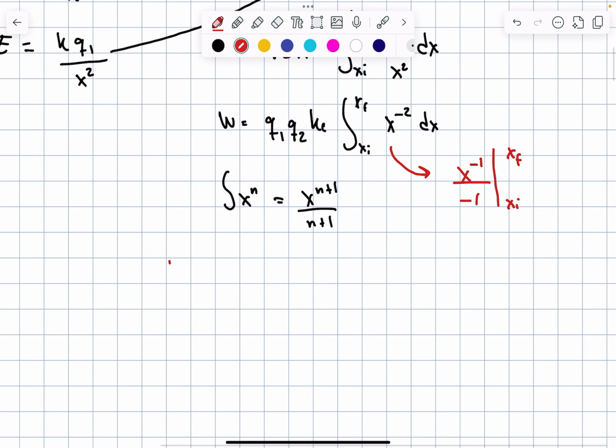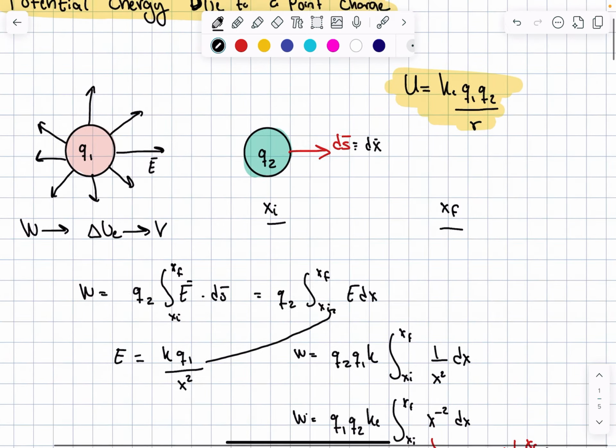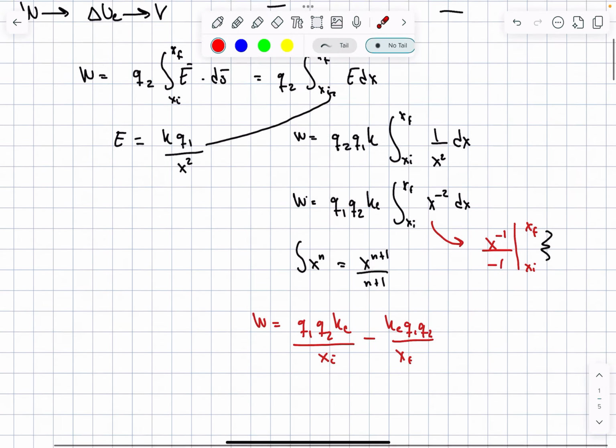If I rewrite this out nicely, I get K Q1 Q2 divided by x initial minus K Q1 Q2 divided by x final. I just swapped the positions around because here we have a negative sign anyways, right? So this is the work done to move charge Q2 from its initial position to its final position.